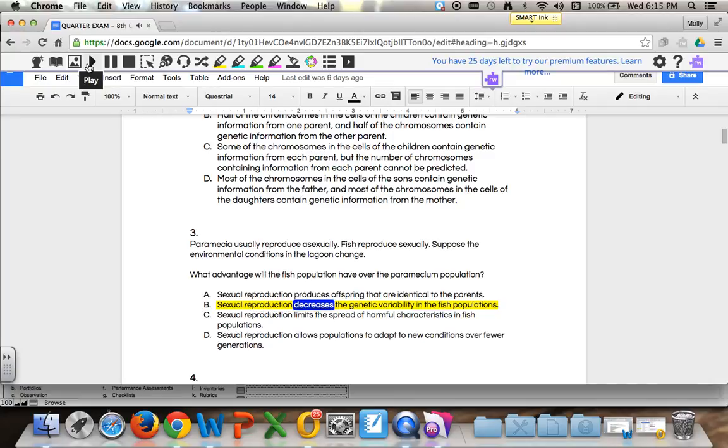Sexual reproduction decreases the genetic variability in the fish populations. C. Sexual reproduction limits the spread of harmful characteristics in fish populations. D. Sexual reproduction allows populations to adapt to new conditions over fewer generations.